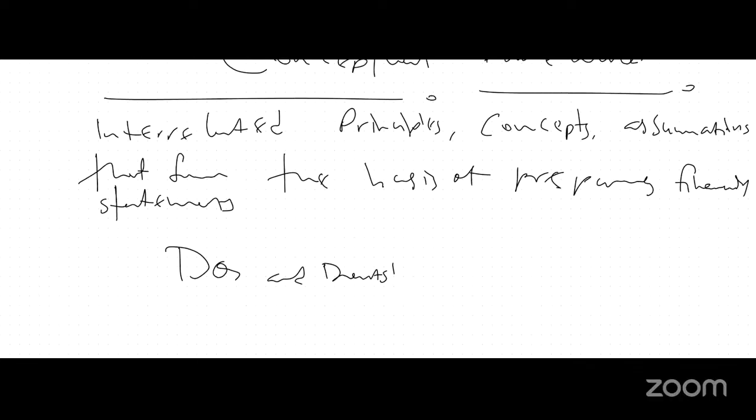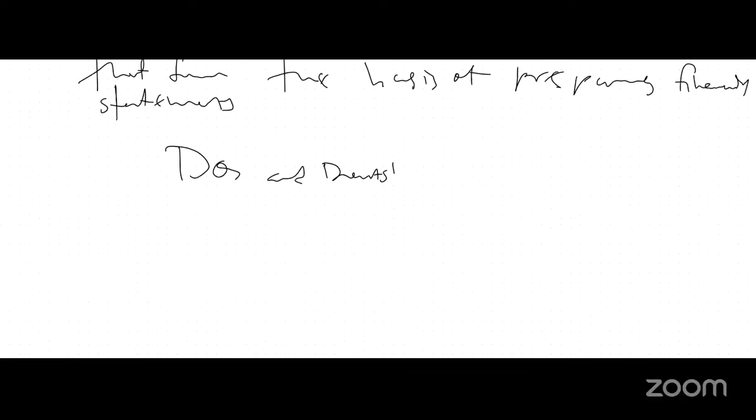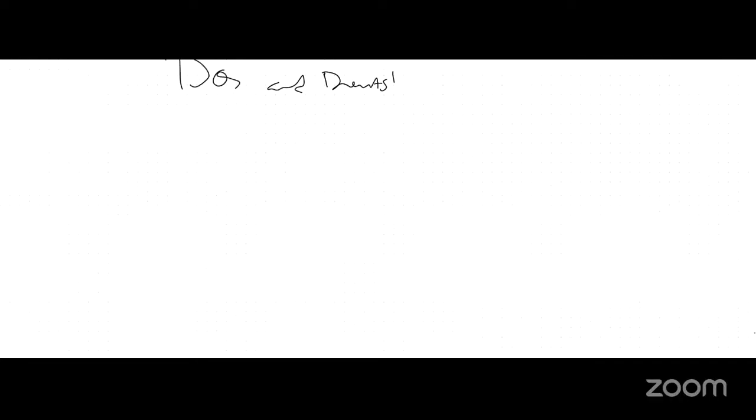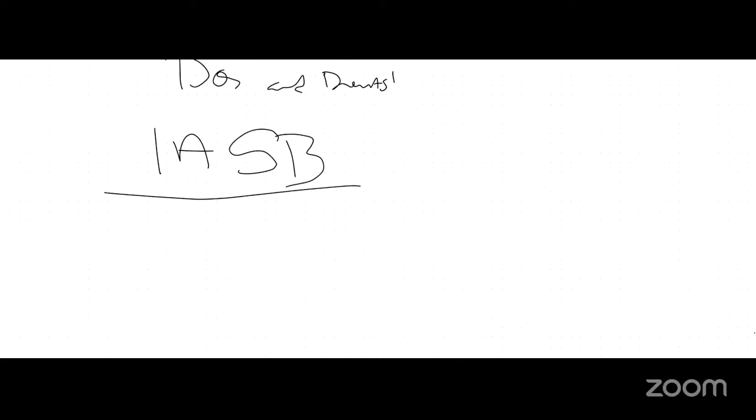Now, this conceptual framework has an owner. Who is the owner? We call them the International Accounting Standards Board, IASB. Yes, the board owns the conceptual framework. So we normally give a reference: IASB's conceptual framework.